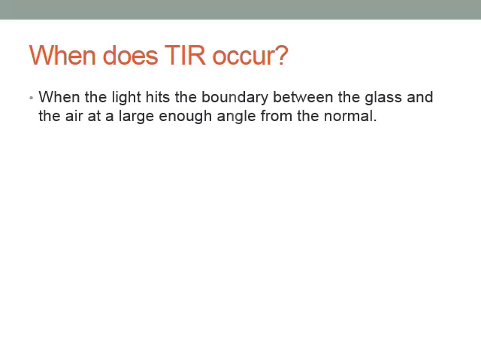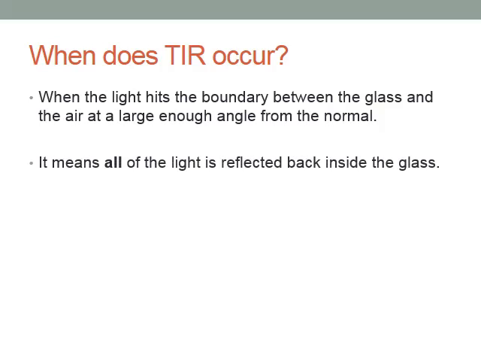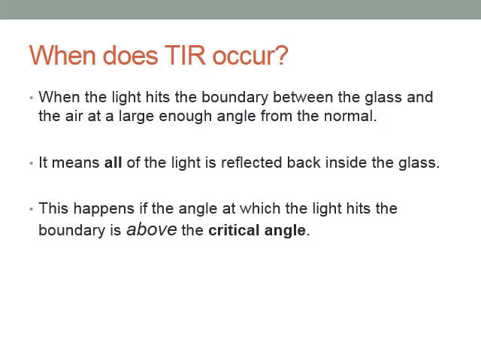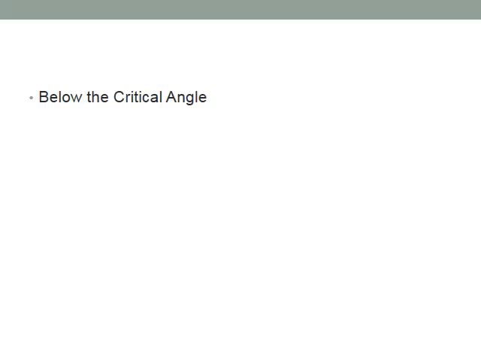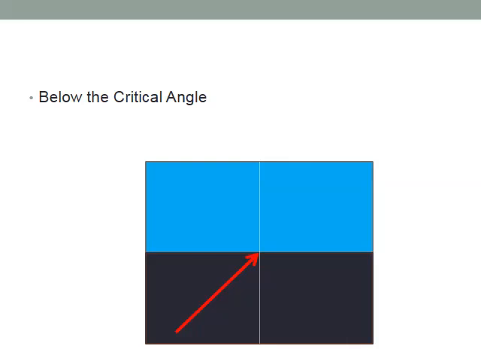So total internal reflection is when all of the light is reflected back inside, in this case the glass, so none is refracted. It happens above something called the critical angle. If it's below the critical angle, you get the situation that happened before, where some of the light is reflected but most is refracted.